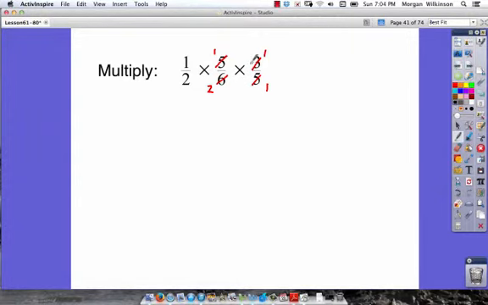So 1 times 1 times 1, that's 1. 2 times 2 times 1, that's 4. So we've got our final answer. Our final answer for this problem must be 1/4. Same process as we've done with two fractions before. We just simplify before we multiply. Then we go ahead and multiply to find our answer, which will already be in its lowest terms.